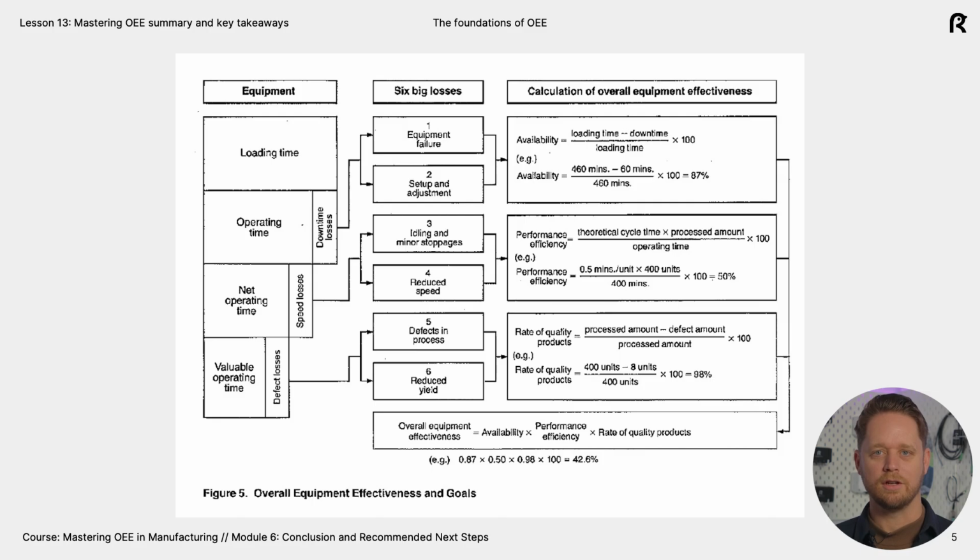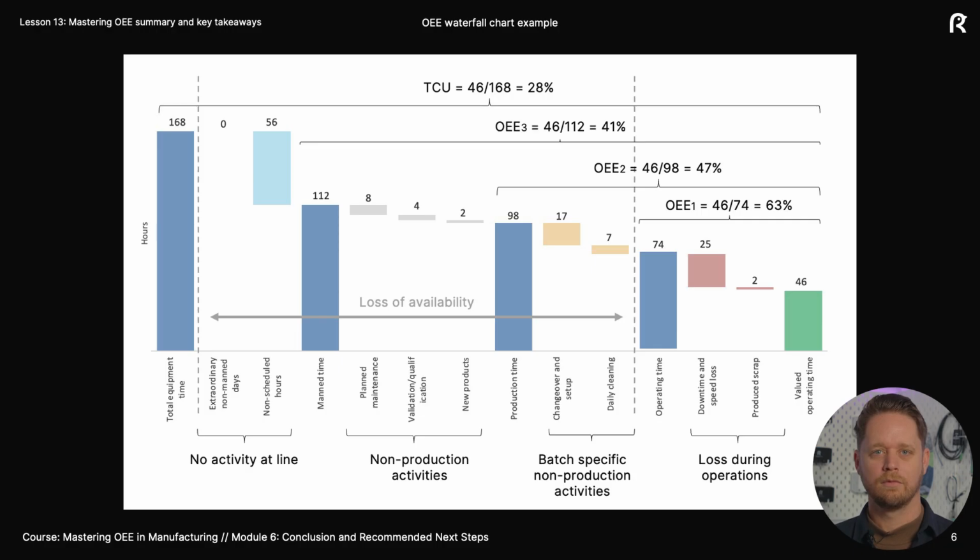The exact categorization is often different from organization to organization these days, but when used effectively, these categories help you target specific problems. Whether it's reducing breakdowns to improve availability or tackling quality rejects, these losses are the building blocks of OEE improvement. Number 3, let's recap tools and methods.